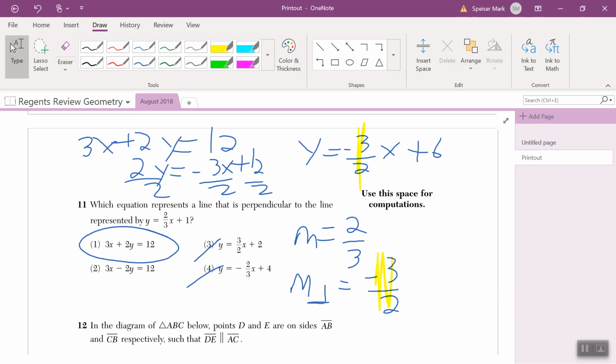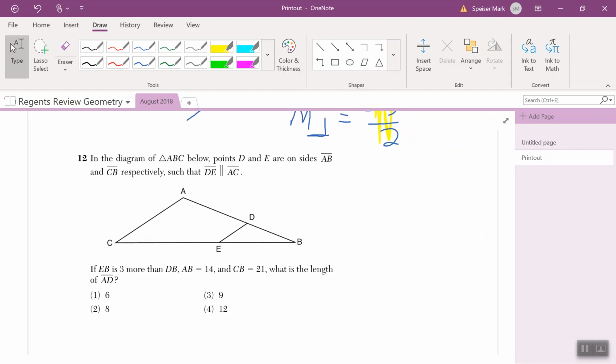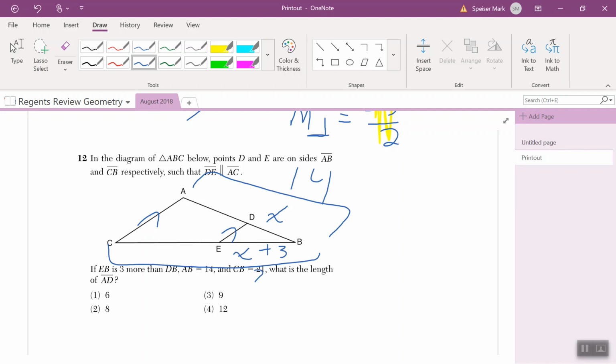On to question number 12. Diagram below, triangle ABC, points D and E are on sides segment AB and segment CB respectively, such that segment DE is parallel to segment AC. So DE is parallel to AC. Let's mark it off. If EB is 3 more than DB, so if we call DB x, EB is 3 more, so it's x plus 3. And AB is 14 and CB is 21. What's the length of AD?